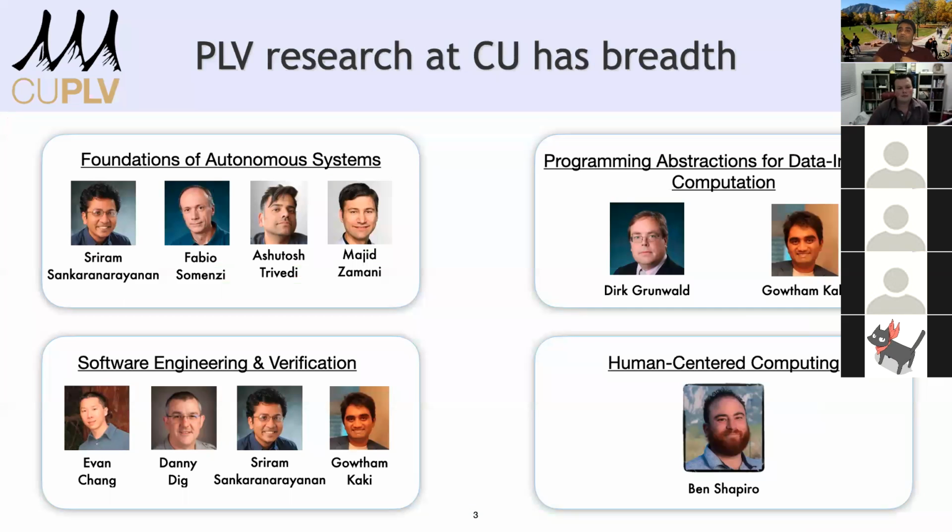Okay, so what do we do? A defining characteristic of programming languages and verification research at CU is its breadth. Besides pushing the envelope on programming languages, formal methods, and verification, which is the core of our work, we also work on interesting applications in various subdomains of computer science, such as autonomous systems, data-intensive computation, software engineering, and human-centered computing. These are our broad themes that characterize the research done at CUPLV. I'm going to give a sneak peek at the kind of projects that we undertake in each case, so that you'll get an idea of the exciting things that are happening at CUPLV.